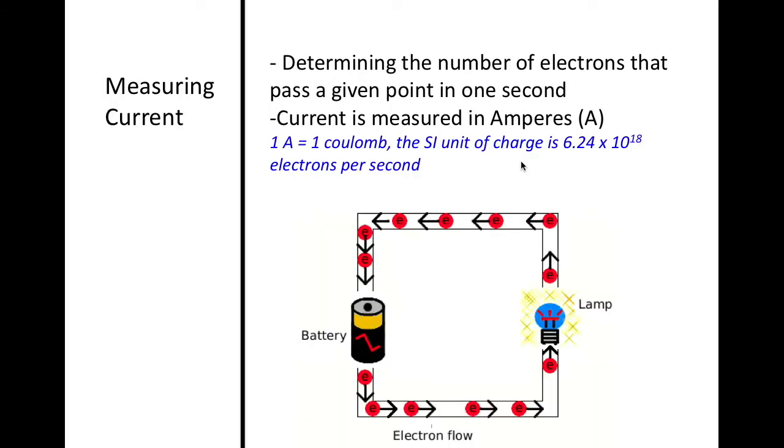When we're measuring current, we are actually determining the number of electrons that pass through a given point in 1 second. Current is measured in amperes, denoted by the capital A. You've probably heard of amps. So 1 ampere or 1 amp is equivalent to 1 coulomb. This unit of charge, the coulomb, is 6.24 times 10 to the 18th electrons per second. So if I were to say 1 ampere, you would know that every second there are 6.24 times 10 to the 18 electrons being pushed through one point at any given time.